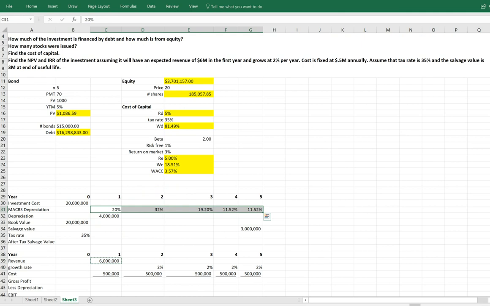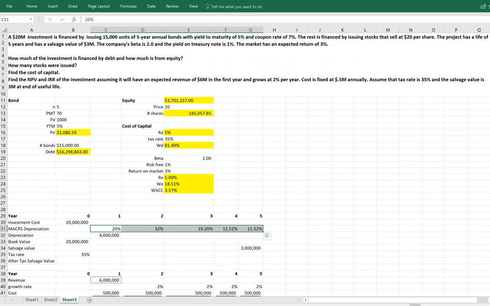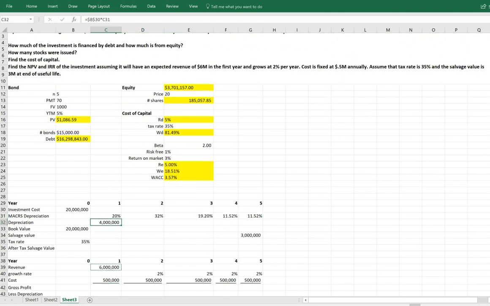Now the investment costs 20 million, and according to MACRS this will be the depreciation schedule. The depreciation in the first year will be 20 million times the depreciation rate, and we can now get the depreciation every year. The book value in year 0 will be 20 million. The book value in year 1 will be 20 minus the 4 million. So we can now get the book value every period.